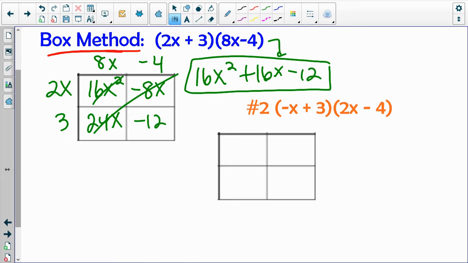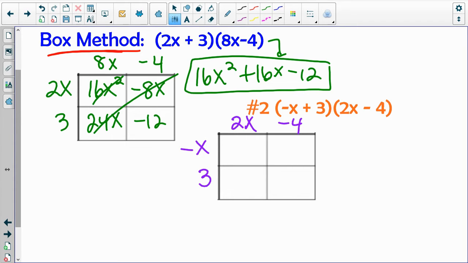So take your first binomial, write those terms along the left side. So a negative x and a 3. Take the second one and write it along the top. If you have a minus, make sure you bring it, because you gotta put it with it. Now technically, you guys, you could put the second binomial along the left and the first one along the top. That really doesn't matter, but just keeping it consistent helps. First one along the left, second one along the top. Okay, let's fill in our boxes then.